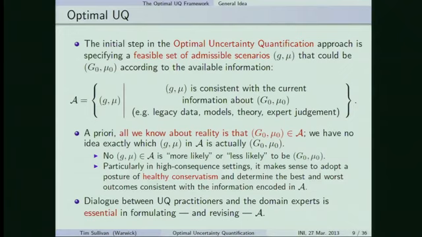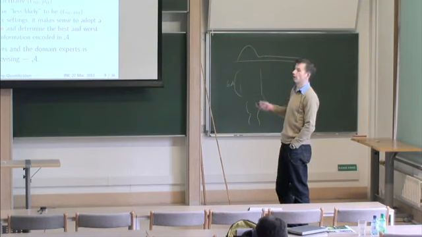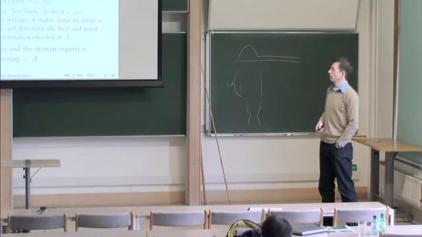And what we're saying is we're just going to view this as a feasible set. All we know about reality is that it's some element of this feasible set, but we have no idea which little g, little mu in A is actually reality's. Okay? And we're deliberately putting ourselves in a situation where we're not going to say that any one of these scenarios is more or less likely to be reality than any other.